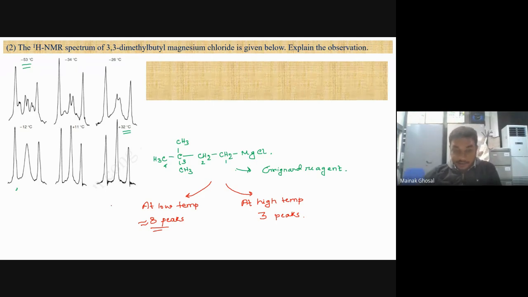Okay, let me explain it. Let me give you another clue. This is not the whole spectrum. This I should have mentioned. This is due to this hydrogen. Now you can explain this hydrogen.